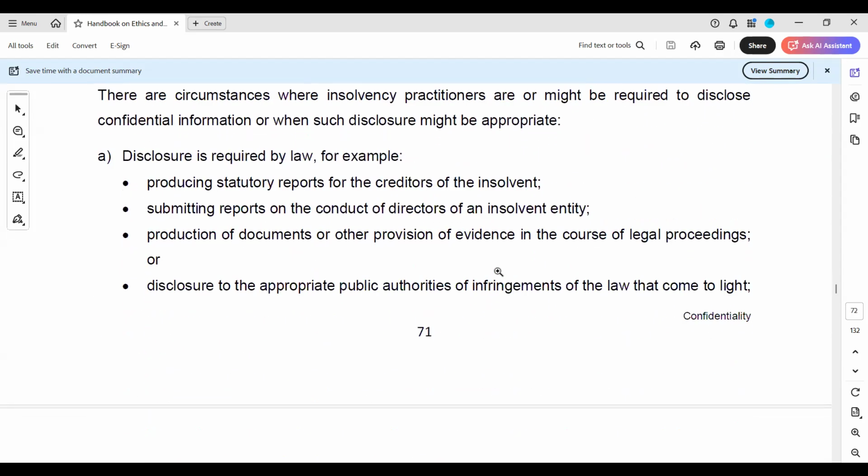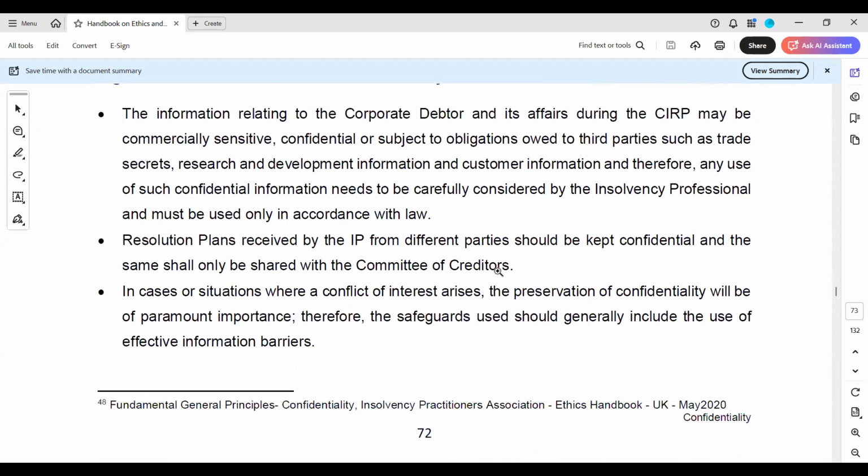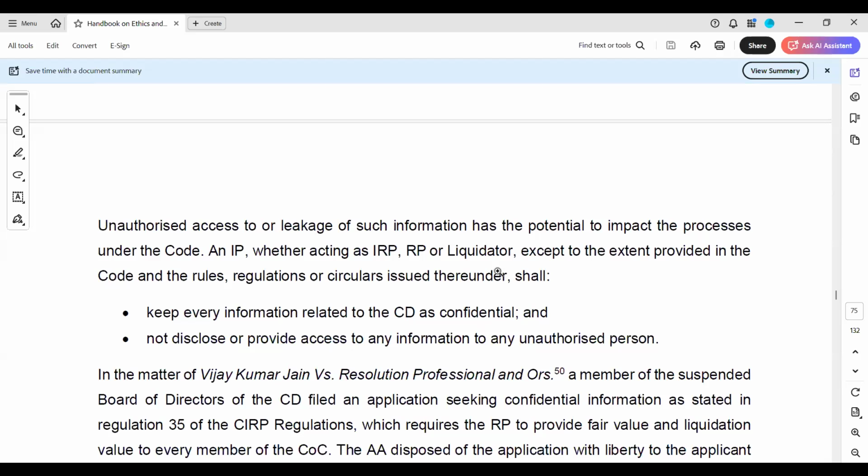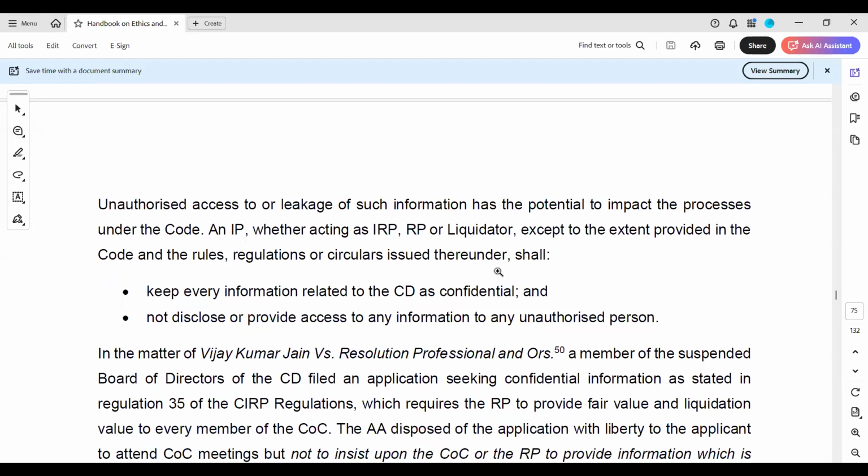Confidentiality. Unauthorized access to or leakage of such information has the potential to impact the processes under the Code. So every piece of information related to the CD, you have to keep confidential, and you must not disclose or provide access to any information to any unauthorized person.